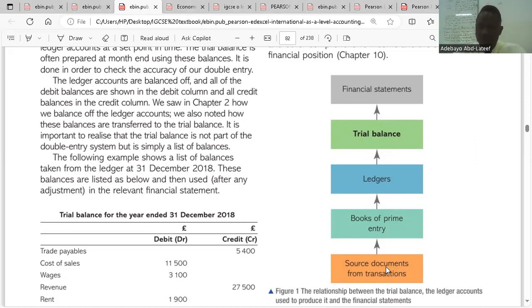So the source document, especially the invoice, we use it to record into the journal. We have the sales journal, the purchases journal, the sales returns journal, the purchases returns journal. As soon as the journals are done, then we open each individual account for each customer, that's credit customers, and for each supplier, that's credit suppliers, on the ledger. So the summary of all the ledgers opened will go into the trial balance. And as soon as the trial balance is done, we use it to prepare our financial statements, which means the statement of profit or loss and other comprehensive income, and the statement of financial position.